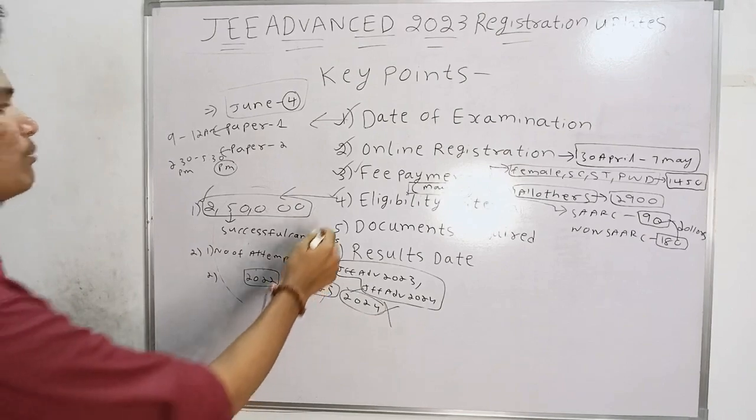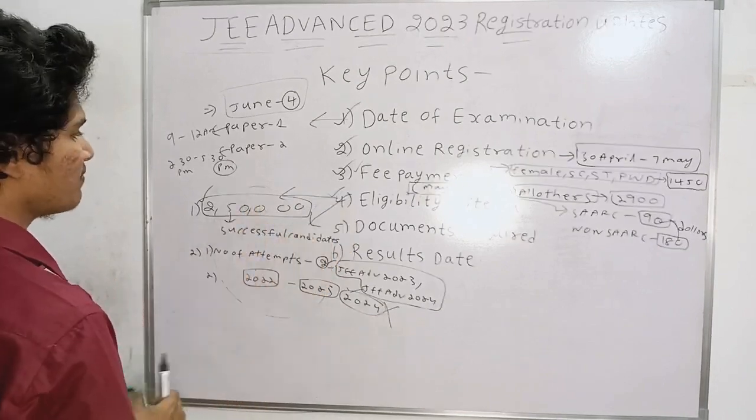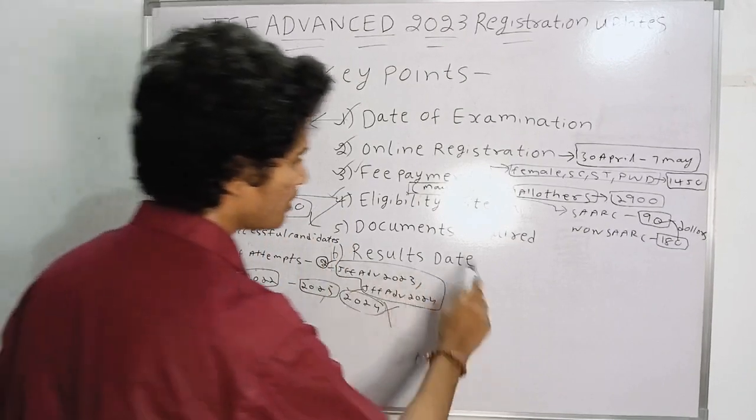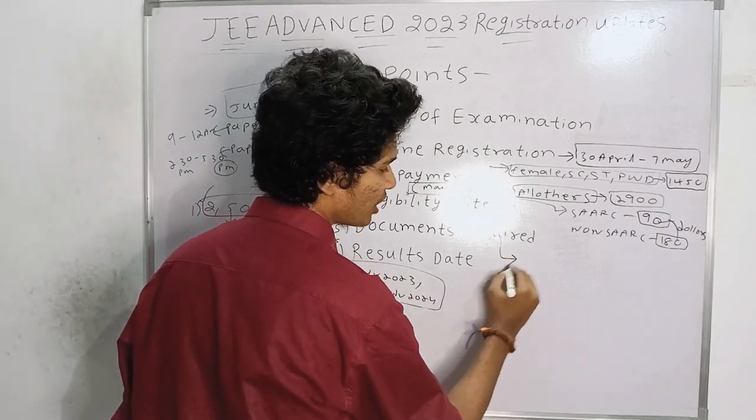So it is very important. This is the eligibility criteria for these 2 points. It is very important. And the 5th thing is documents required. The documents required for registration are very important.